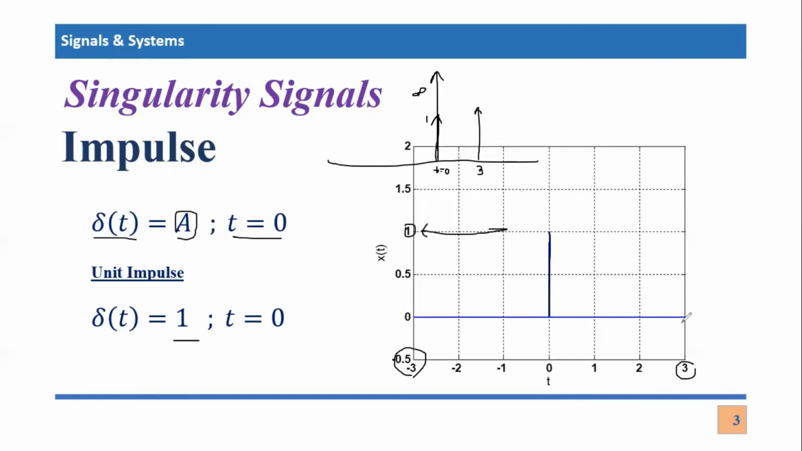That is why it is called a singularity function. It does have some points in which its value is not defined or simply does not exist. That is why the impulse signal is considered a singularity signal.